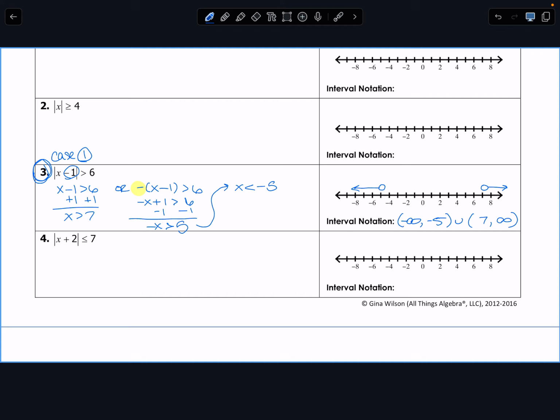Yes. Oh, because this is +1 here. So to get x by itself, I had to subtract by 1. Yes, because I did 6 minus 1 first, which is +5. But I had a negative here, so I had to multiply both sides by -1.